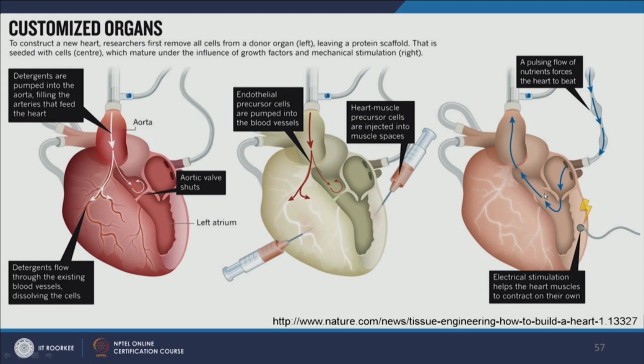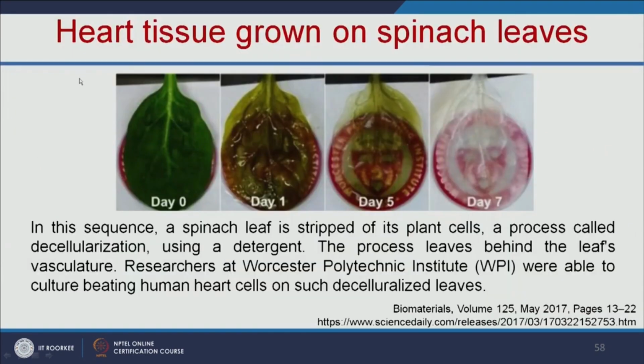the bioreactor. In the bioreactor, a pulsing flow of nutrients will force this heart to beat and we can also give electrical stimulation, which will help the heart muscles to contract on their own, and in the bioreactor it will work like an exact heart, and once it is monitored in the bioreactor we can transplant it to the patient. So, this is a recent research: they have grown heart tissue on spinach leaves and they also follow the same approach.